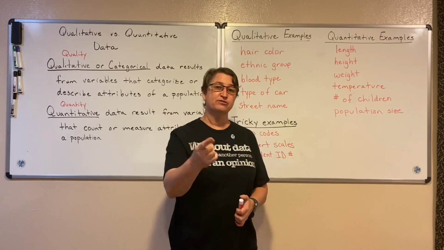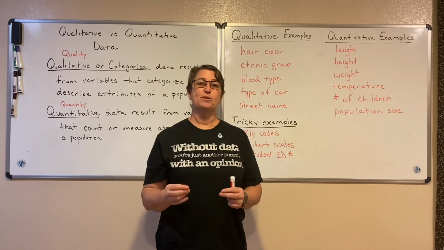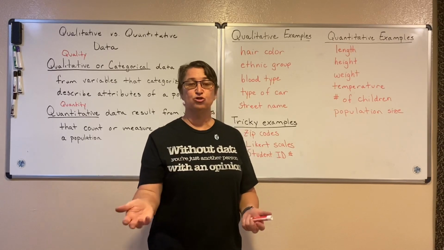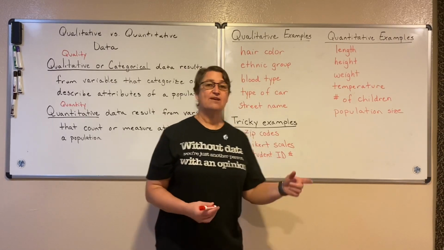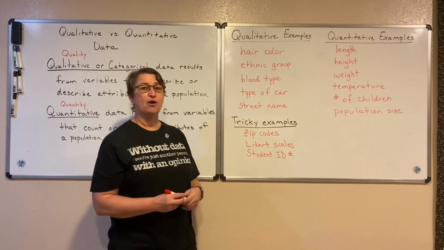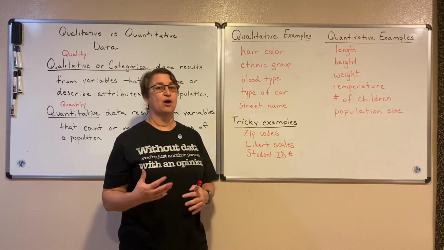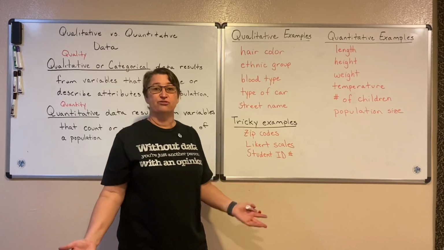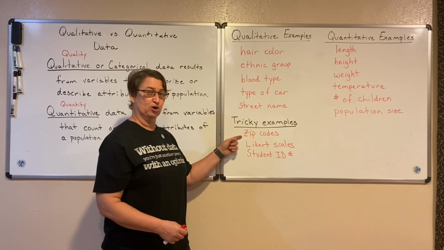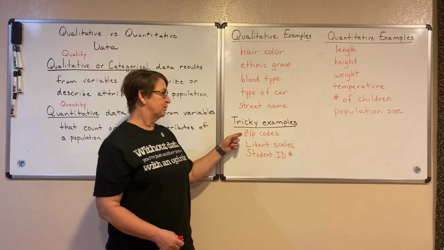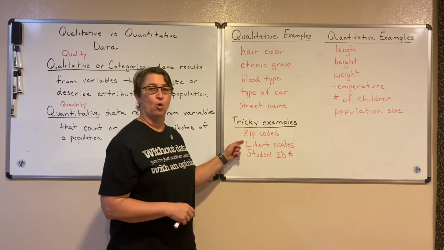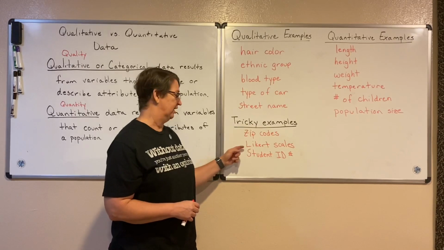So think about your zip code. It just tells people where your city is. What part of that city do you live in? So even though it's a number, it's not really measuring anything. It's not really counting anything. You're really just saying, I live in North Temple when you give out that zip code. So zip codes, even though they're numbers, they're kind of a tricky example of qualitative or categorical data.